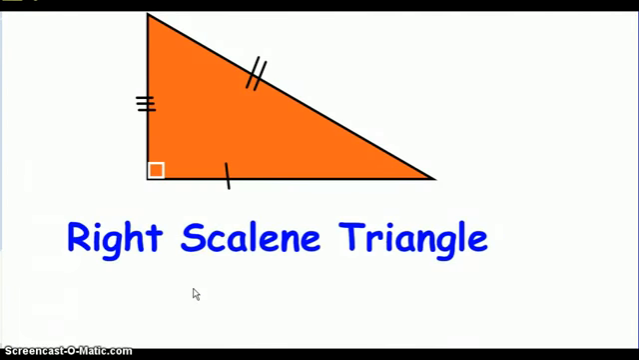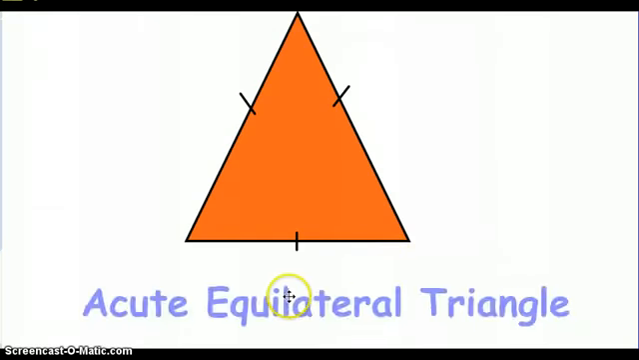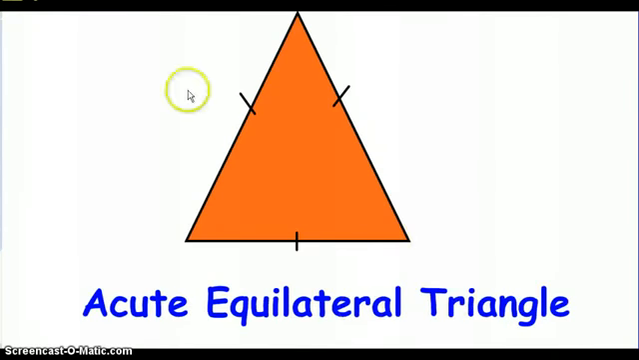That would be a right scalene triangle. Right because there is a right angle, scalene because none of the sides are the same length. Triangle. Your next triangle, take a look at it. It might not look like all the sides are the same length, but because of this little one mark here, one mark here, and one mark here, that means that all the sides are supposedly the same length. Just trust that. And notice all three angles are acute. So fill in that that would be an acute equilateral triangle.